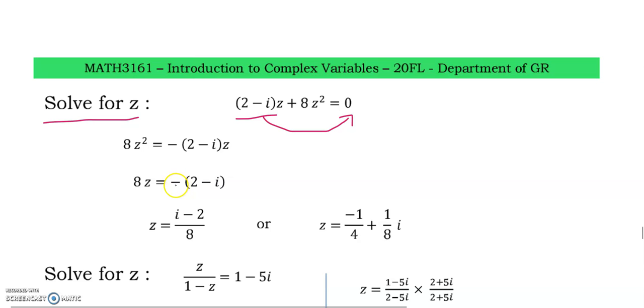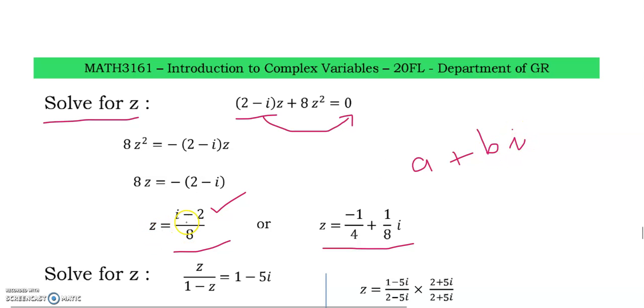So you multiply this minus here by distributive law. So i minus 2, divided by this 8 will come down. So z equal to (i minus 2) by 8. Okay, this is right. You can stop it here, or you can write this answer like this in the form of a plus bi.